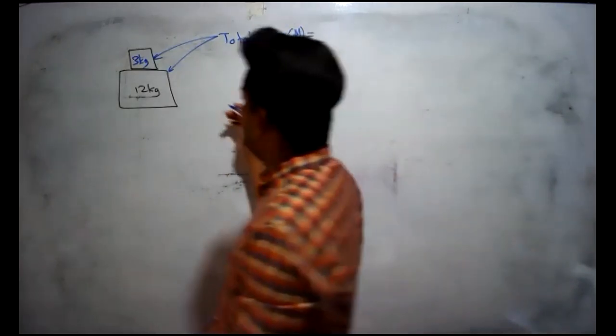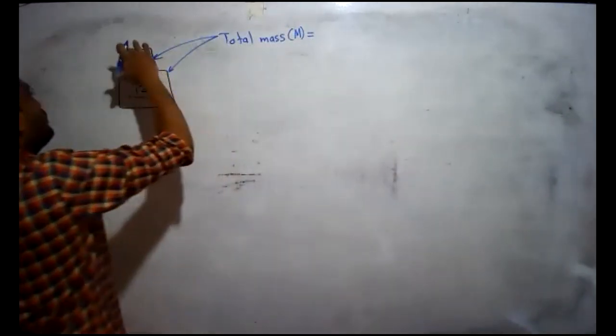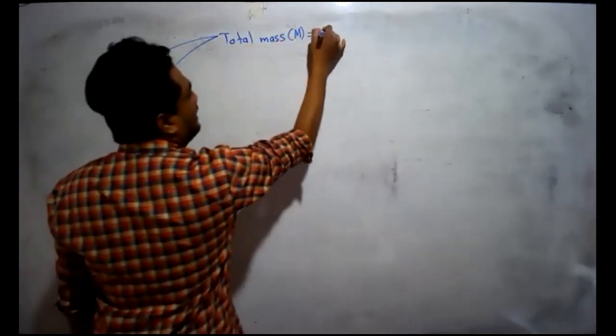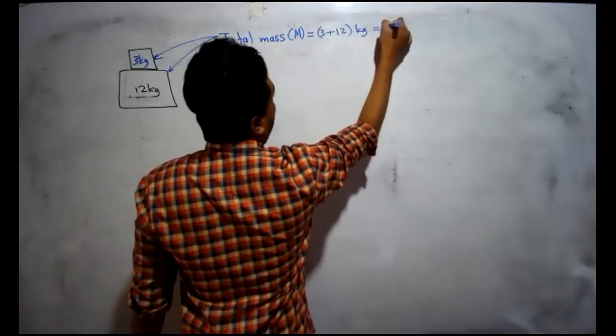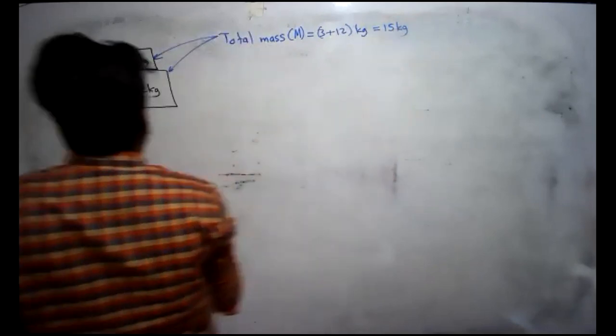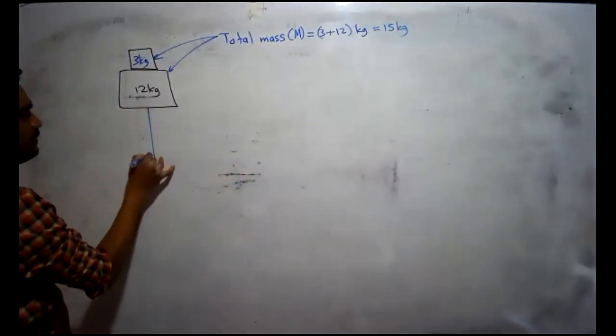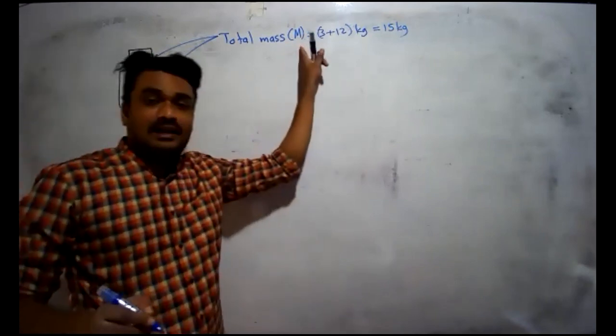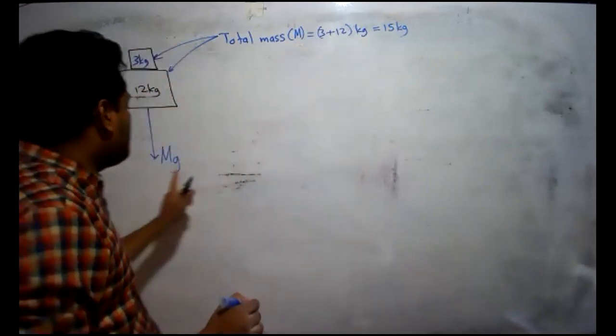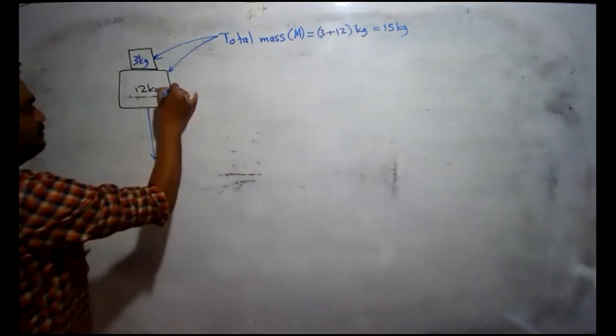3 plus 12. So it means how many kilograms? 15. Yes, so that is 15 kilogram. Then the weight of the system acting downward is capital Mg. I have taken capital M as the total mass. Therefore, the weight of the system is acting downward, capital Mg.